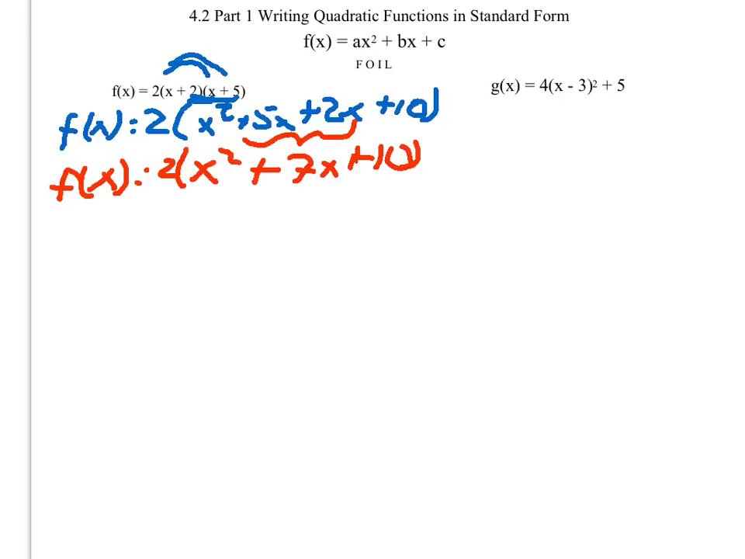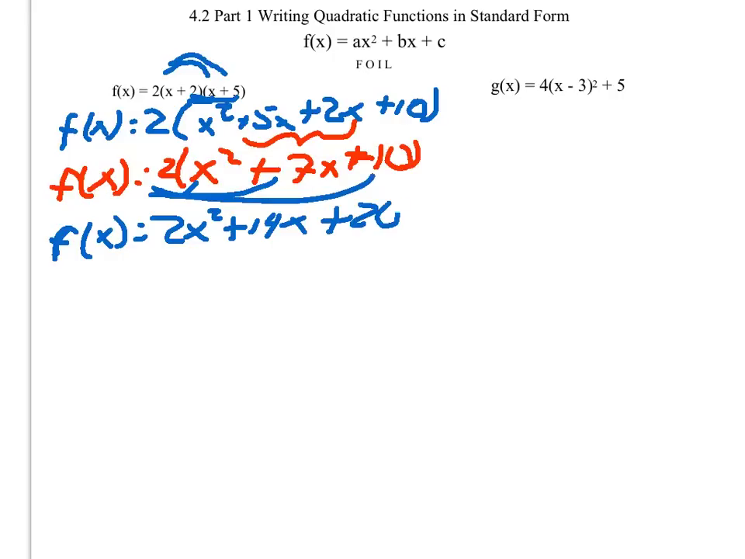Now keep in mind, notice that the x's and the x squareds are separated. They are just as different as x and y would be. So we keep them separated. Now we can go ahead and distribute through the 2. So f of x will equal 2x squared plus 14x plus 20. And there is our answer. There is the quadratic equation in standard form.